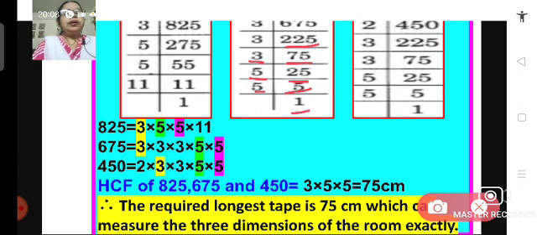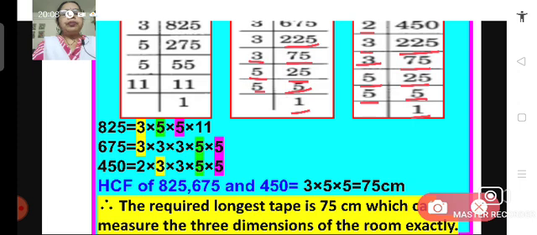Similarly, we prime factorize the next number, that is 450. 450 can be divided by the lowest prime number 2. So we divide it by 2 and we get 225. 225 can be divided by 3, we get 75. 75 can again be divided by 3, we get 25. 25 can be divided by the next prime number, that is 5. So 5 5s are 25. And 5 can be divided by itself, we get 1.